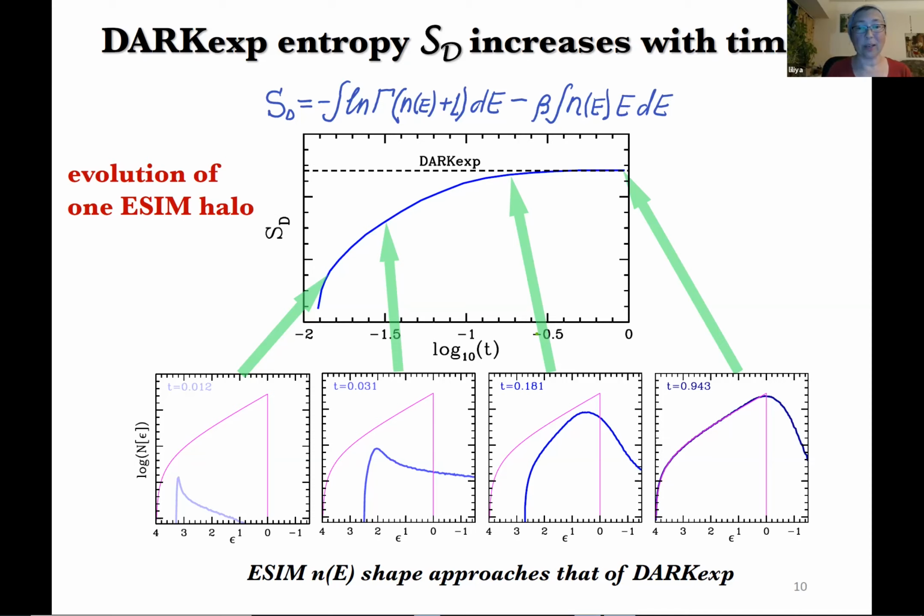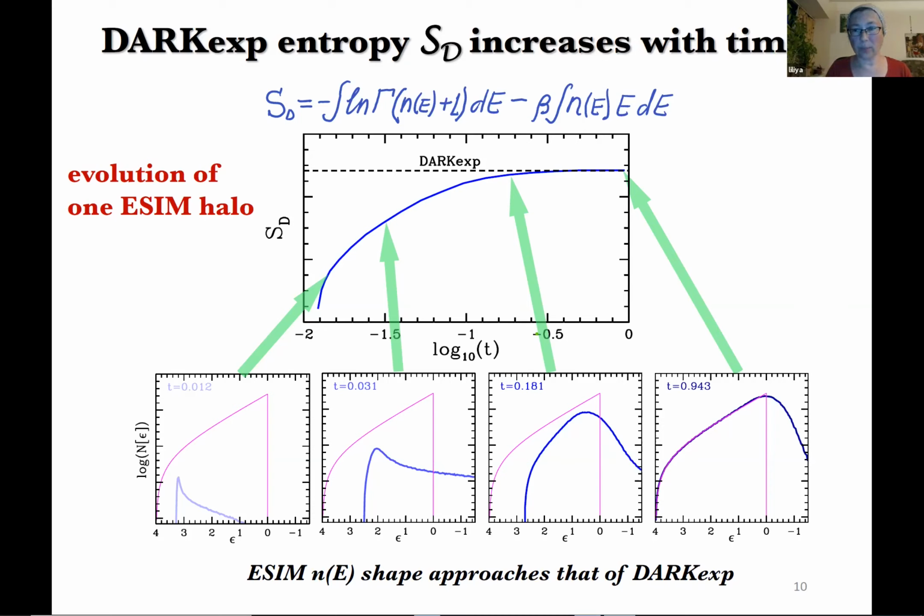It's increasing with time. The bottom row here shows how the shape of the energy distribution evolves with time. And just to guide your eye, this is dark X, this is that shape. And so early on, the shape of the energy distribution of the halo looks nothing like dark X. But as the time goes forward, the shape changes and it finally reaches our prediction.